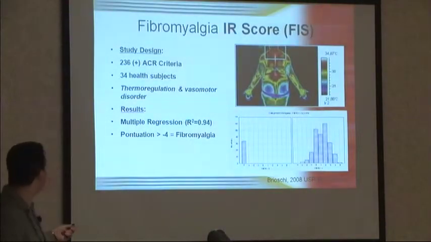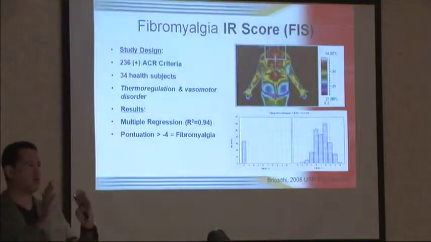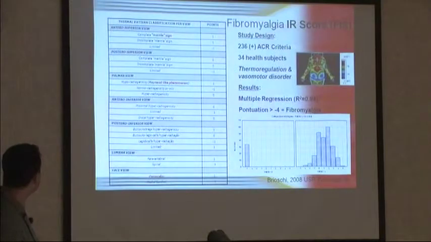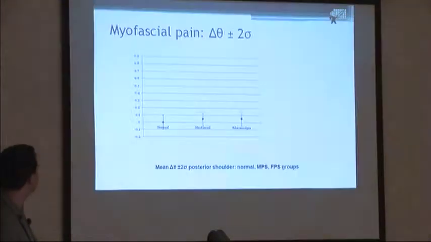We did this with a study with 236 patients with American College of Rheumatology criteria, and we compared with 34 healthy subjects. And making the multiple regression, we made a score to identify if it was possible to separate normal and fibromyalgia patients. And it's possible to do this by a score. So it's very, very easy to identify the mantle sign in these patients.